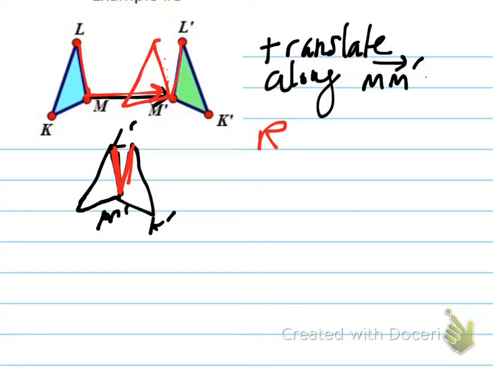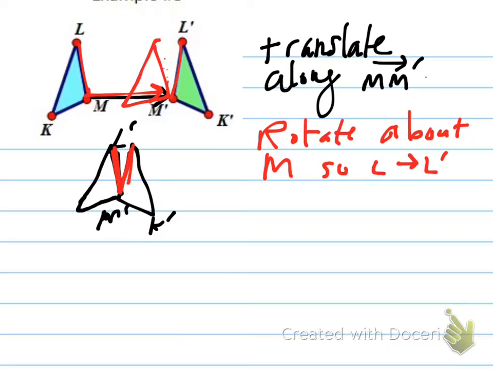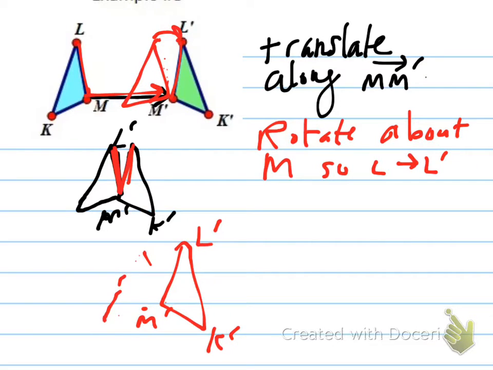So we then have to rotate about M so that L maps onto L prime. So we rotate it so that these will match up onto each other. So here's our green triangle, M prime, K prime, L prime. We just had the shape sort of in this fashion, but now after a rotation we have it lined up like so. So the blue triangle is now here. So K prime, L prime, and M.